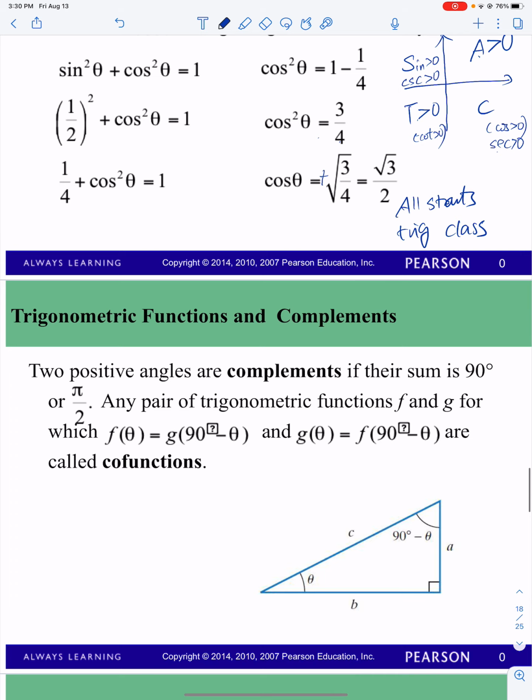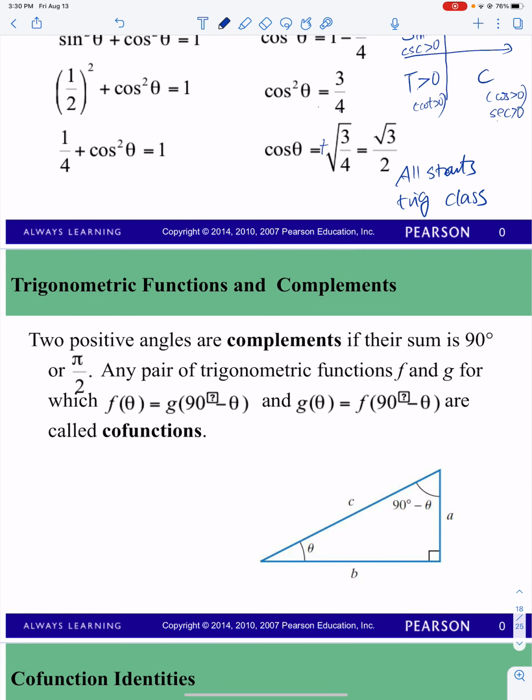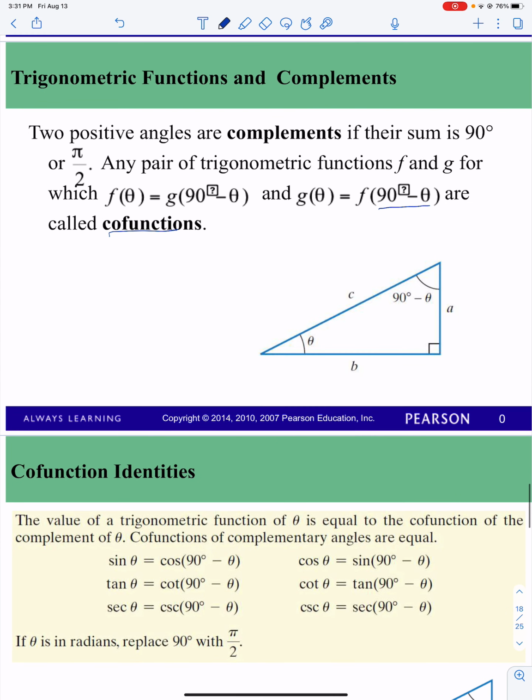Okay, trigonometric functions and complements. So what does complements mean? It means the sum of these two angles is 90 degrees, and they are called what? Cofunctions. They are called cofunctions. This is what we also noticed. So 30 and what? 60 degrees. Do you remember? If it's 30, 90 minus 30 degrees, that is what? 60 degrees. So 30 degrees and 60 degrees are complementary angles, and sine and cosine will be what?